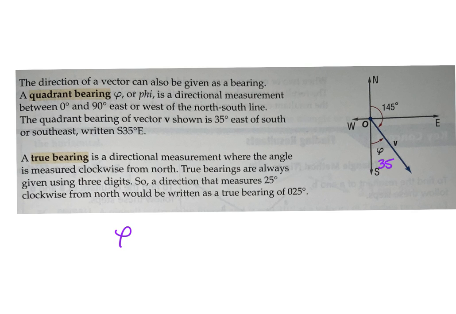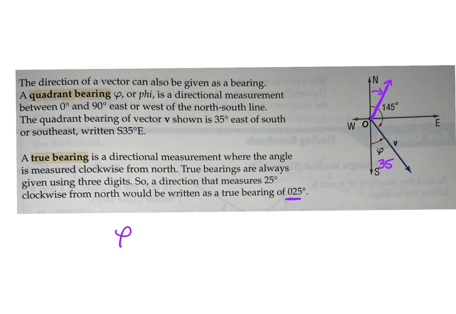Always from north, clockwise. So if they gave me this 0 to 5, then it would be about right here, 25 degrees clockwise from north, okay? So there are different ways they can give this to you, all right?